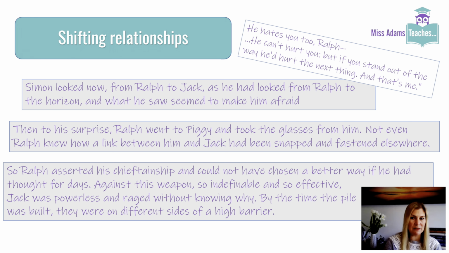And what it builds to is this little moment of honesty from Piggy a little bit later, where he says, he hates you too, Ralph. So this is because of the power dynamic, because of the sort of threat to Jack's sense of identity and what he wants to do. And Piggy is very astute here. He says he can't hurt you, i.e. Ralph is too strong. But if you stand out of the way, he'd hurt the next thing, and that's me. So Piggy understands the dynamic here perfectly, and that breakdown in the relationship.